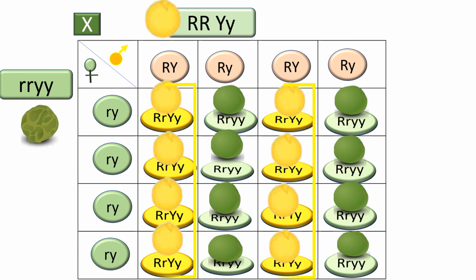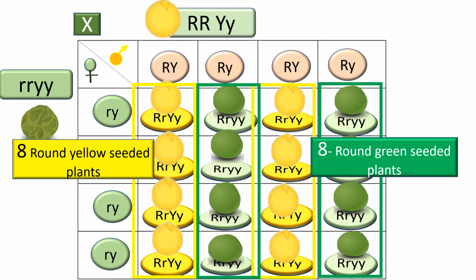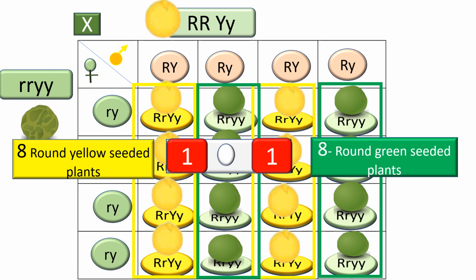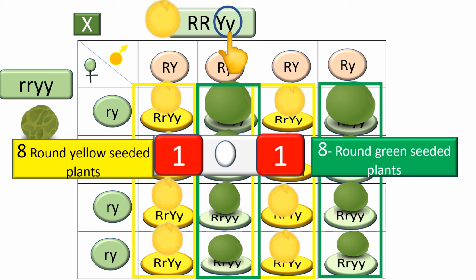3. Eight round yellow-seeded plants, 8 round green-seeded plants. The ratio of round yellow-seeded plants to round green-seeded plants is 1:1. Since the recessive character, green-colored seeds, has been produced, the gene for the seed color should be heterozygous. Since all the plants produce round seeds, the gene for the shape of seeds of the tested plant should be homozygous dominant.